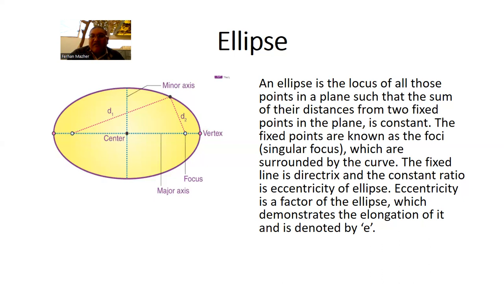So an ellipse is the locus of all those points in a plane, such that the sum of their distances from two fixed points in the plane is constant. The fixed points are known as the foci, that's the plural, and the singular is focus, which are surrounded by the curve. The fixed line is directrix, and the constant ratio is eccentricity of the ellipse. Eccentricity is a factor of the ellipse which demonstrates the elongation of it and is denoted by E.